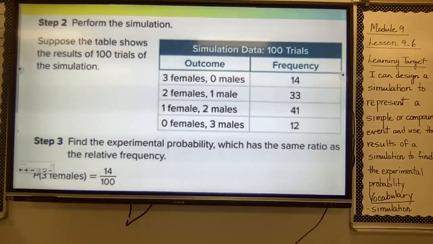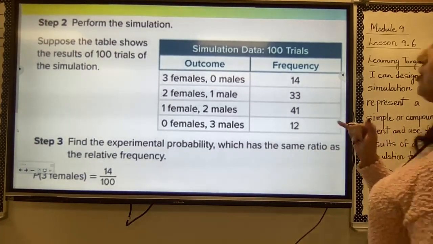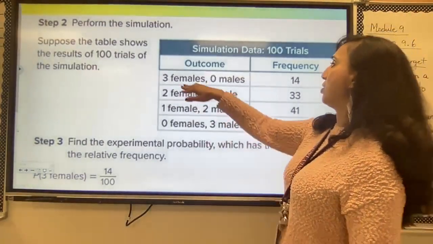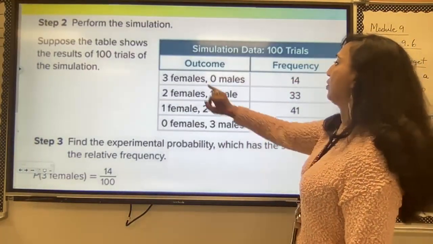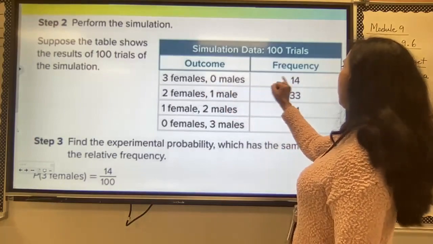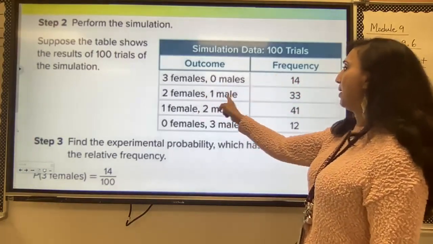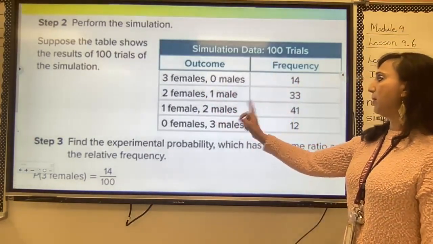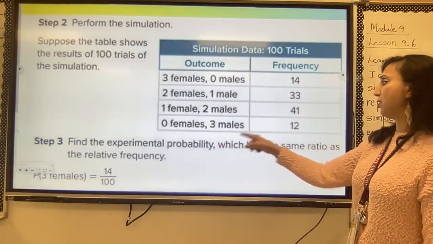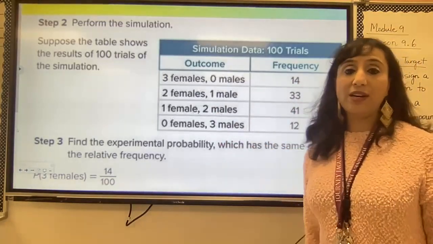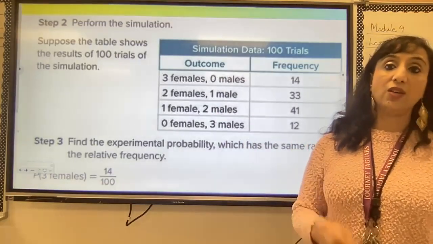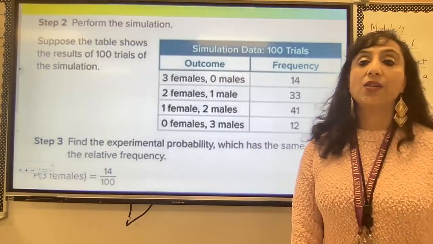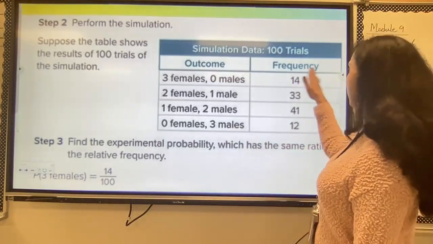Okay, so this table is showing the results of 100 trials of the simulation. These are the outcomes, and this is the relative frequency. 3 females and 0 males, 14. 2 females, 1 male, 33. 1 female, 2 males, 41. 0 females, 3 males, 12. So that's the relative frequency that we got after 100 trials of tossing the coin. If I add up all this, it is 100.